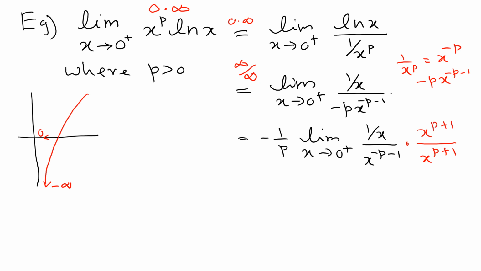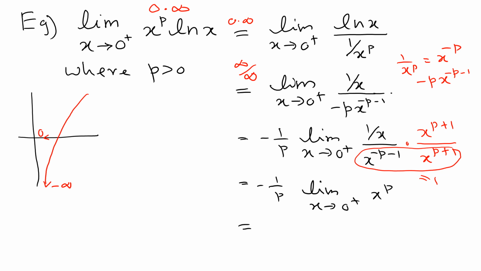Right after we do that, this term cancels out and you get 1. That means the denominator is gone. So now you simply get negative 1 over p times the limit as x goes to 0 plus of x to the p. When x goes to 0, x to the p goes to 0. That means the whole term goes to 0. So that's what you get as the limit for this problem.